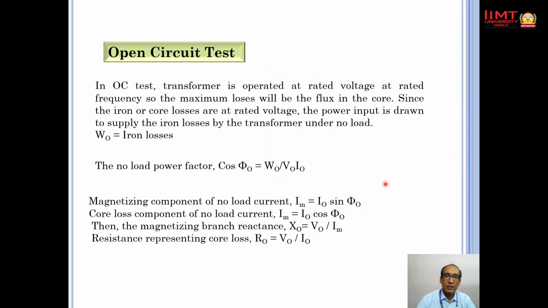For the calculations, the power factor cos phi 0 is W0 upon V0 I0, where W0 is the wattmeter reading, V0 is the voltmeter reading and I0 is the no load current. The no load current has two components: the magnetizing component IM, equal to I0 sin phi 0, as per the previous slides, and the core loss component, I0 cos phi 0. The magnetizing branch reactance X0 is equal to V0 upon IM, and the resistance representing the core, R0, is equal to V0 upon I0.